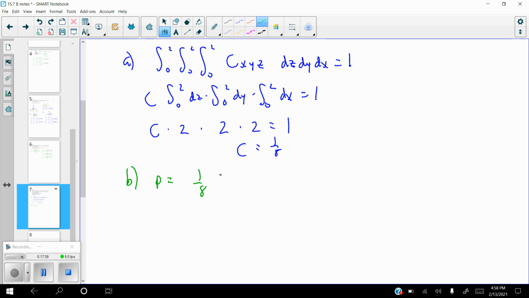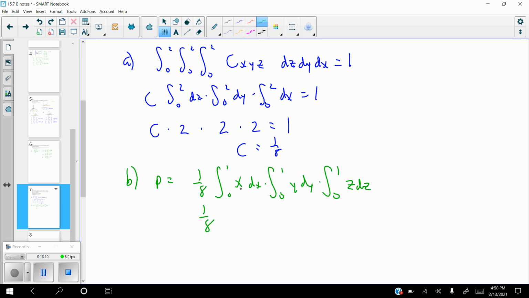Anyway, so our probability is going to be 1/8. Again, we're only talking about x, y, and z from 0 to 1. That's what we're trying to find the probability of. So we want to let x go from 0 to 1, y go from 0 to 1, and z go from 0 to 1. Again, the reason we can separate those is because all the bounds are constant and the variables are separable. So that's just going to give us 1/8.